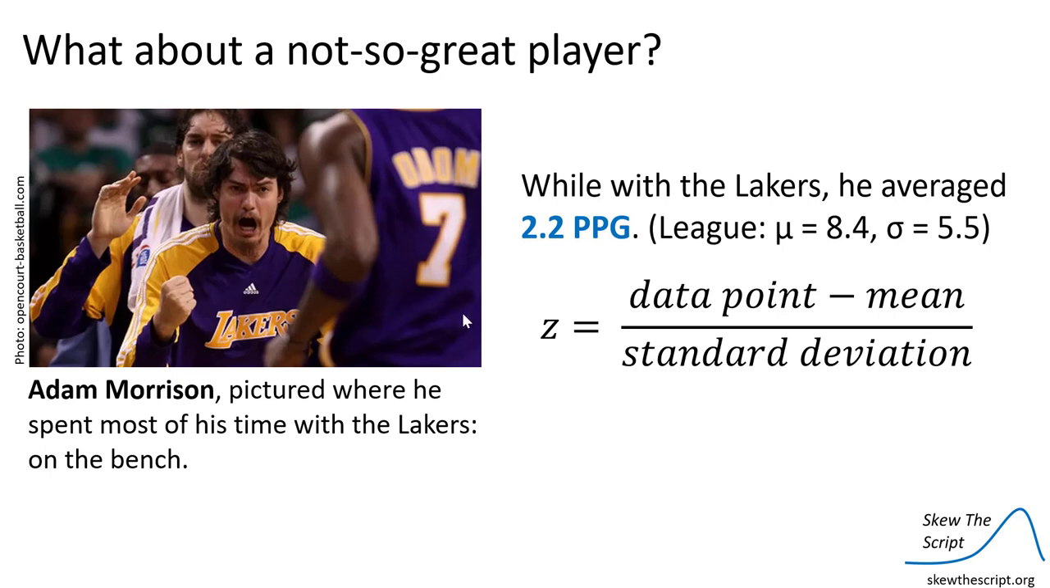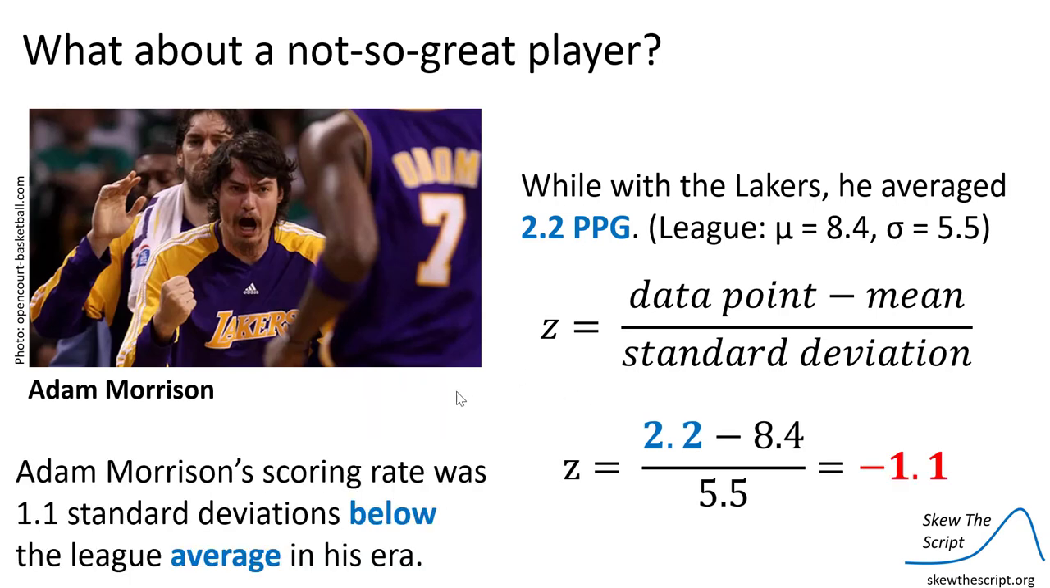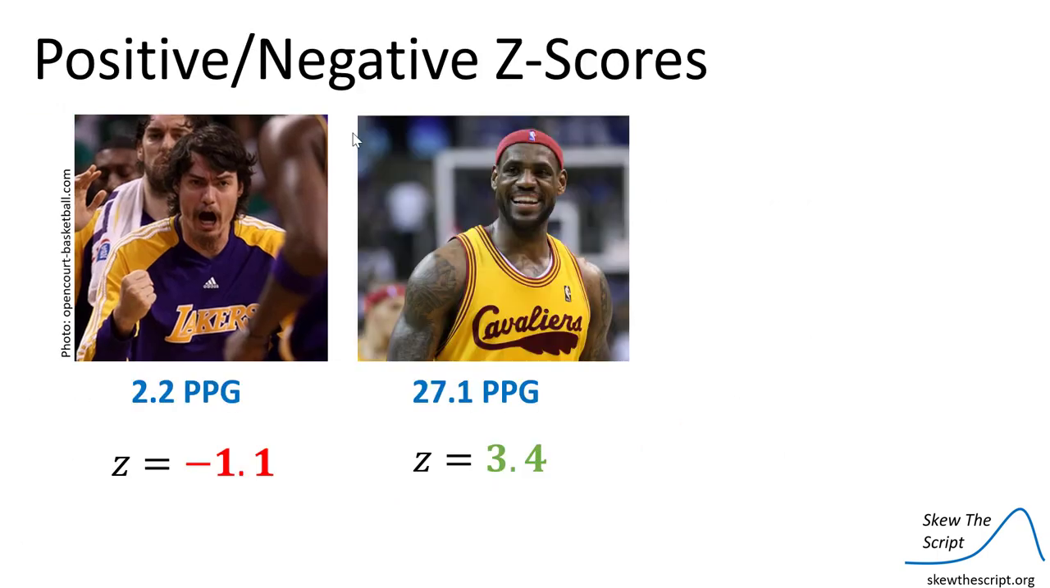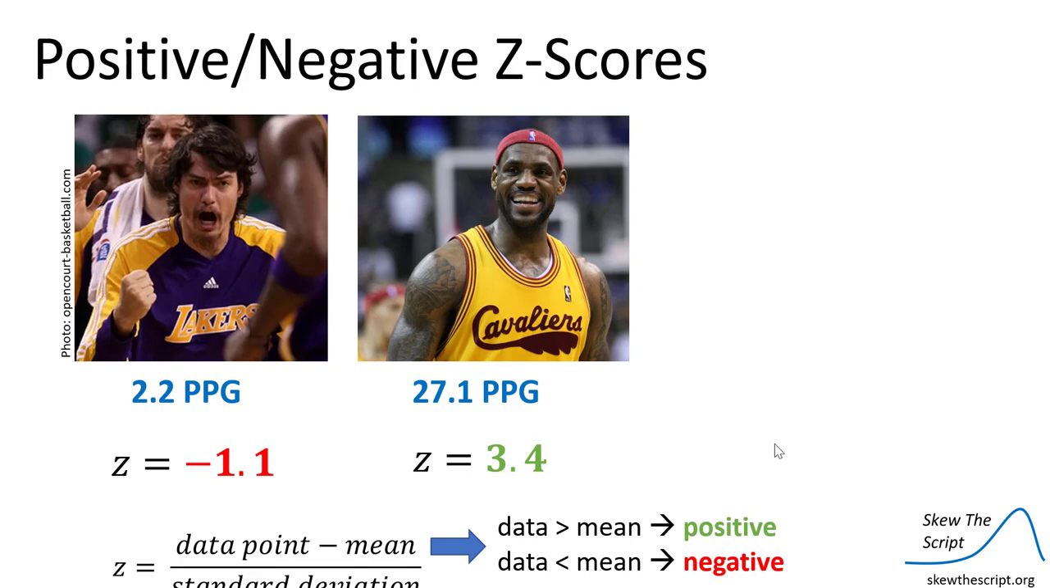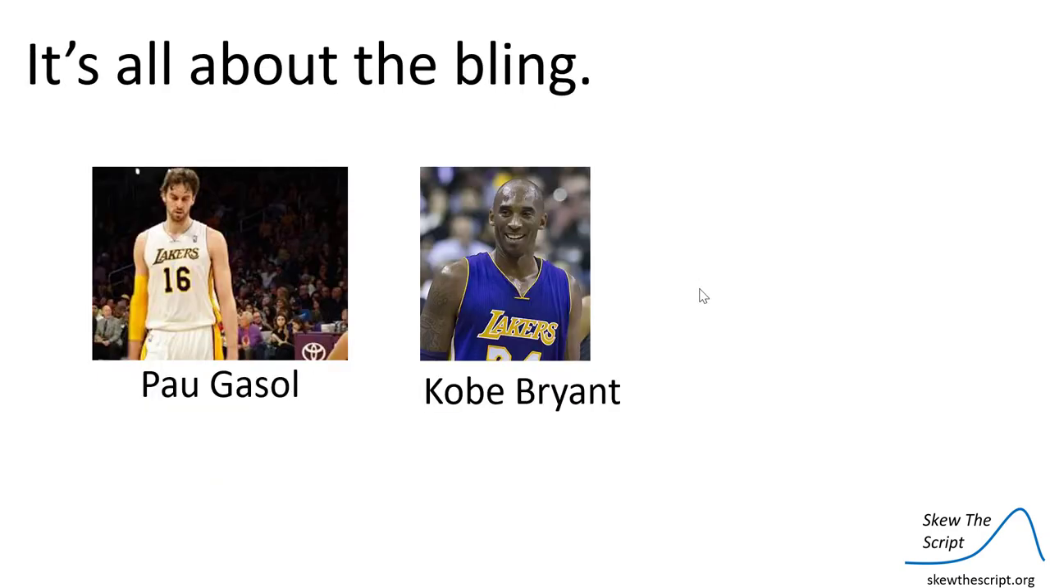So I'm going to give you guys a second. Please pause, and I want you to calculate Adam Morrison's z-score. I get negative 1.1 when I do my calculation. That means his scoring rate was 1.1 standard deviations below the league average in his era. So what does this mean? Positive and negative z-scores: we have a negative 1.1, and then we have a positive 3.4. If your data is greater than the mean, it is positive. If your data is below the mean, it is negative. That is all that means. A positive z-score means the number of standard deviations above the mean, while a negative is below.